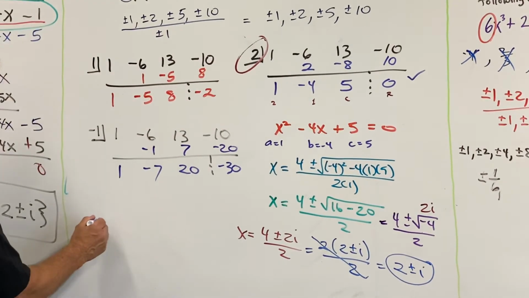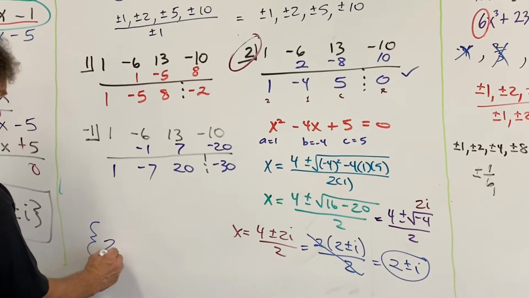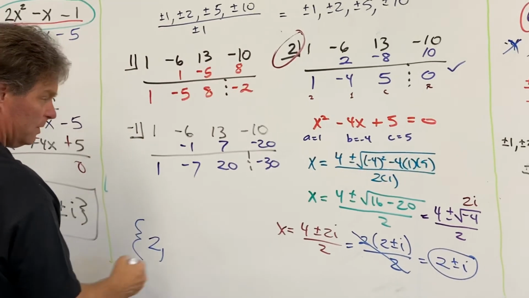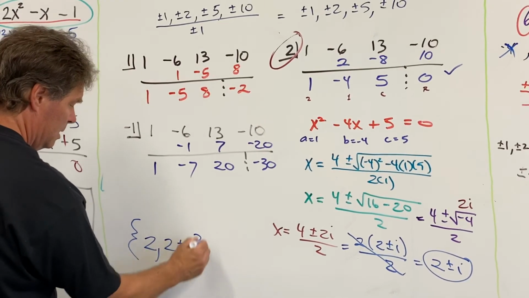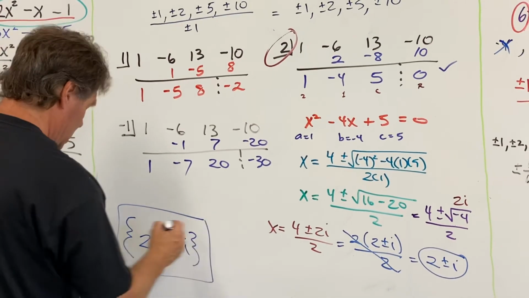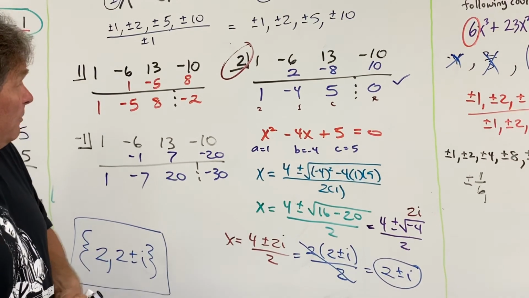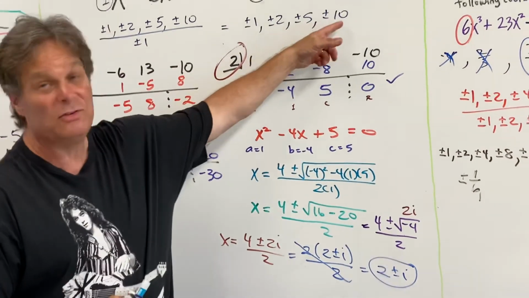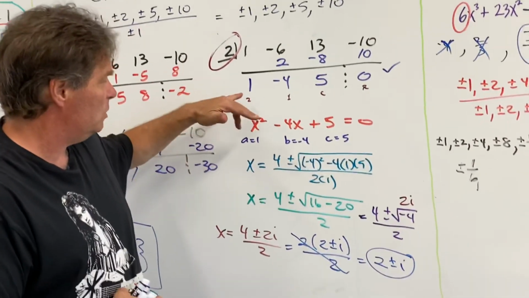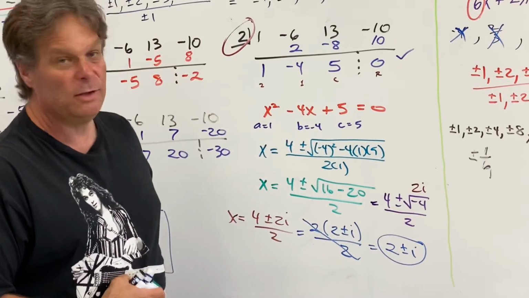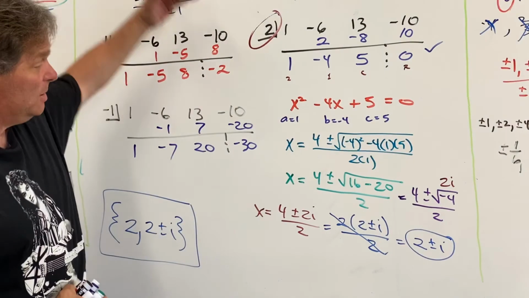So the entire solution set to this thing would turn out to be 2, the rational root we figured out, and 2 plus or minus i. And there's my entire solution. It also shows me that it was a pretty good idea to quit after this and not keep trying these guys, because none of these other guys would have ended up working. So as soon as you get it down to a 2nd degree, go ahead and solve that 2nd degree. Anyway, that is how it works.